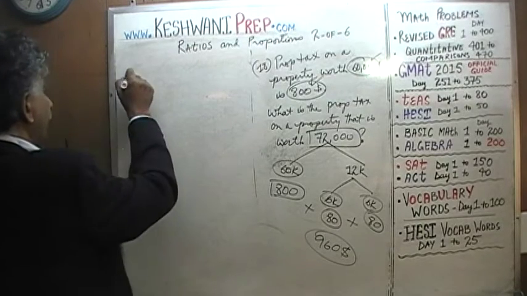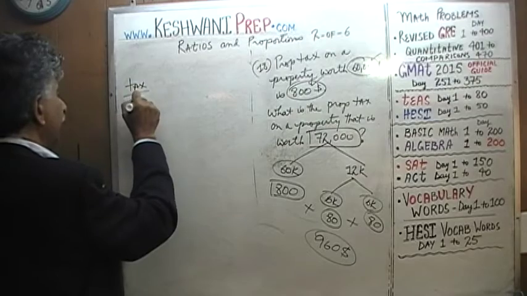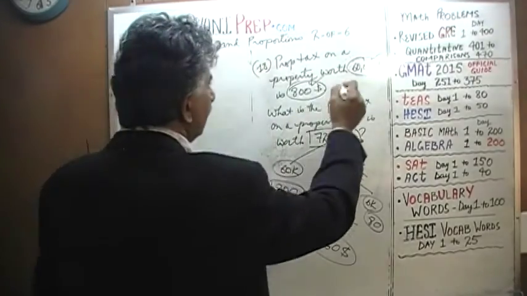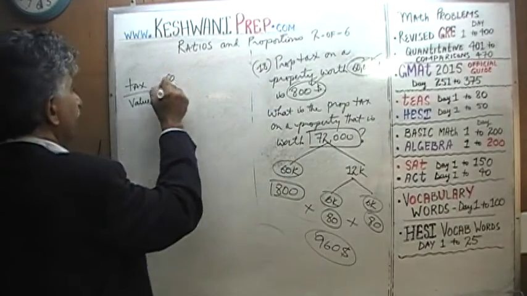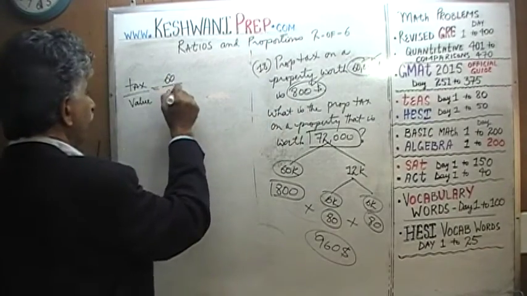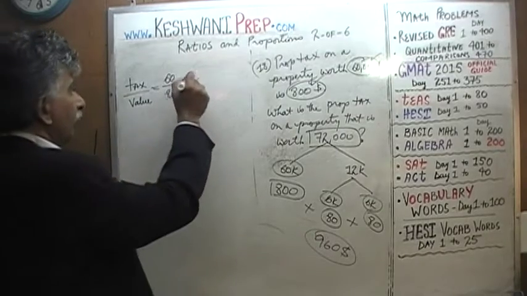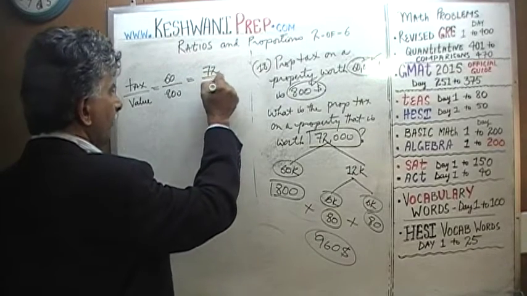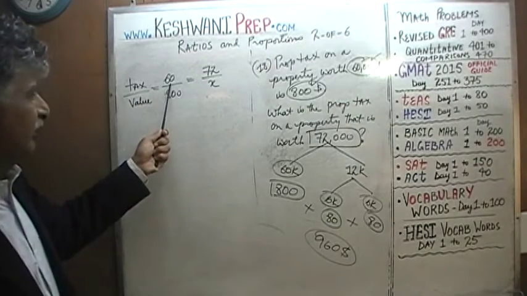We'll have the property tax and a value. We will have a proportion of tax versus value. We already know that the tax on 60,000 is 800. Question is, what's going to be the tax on 72,000? Notice I left out three zeros.